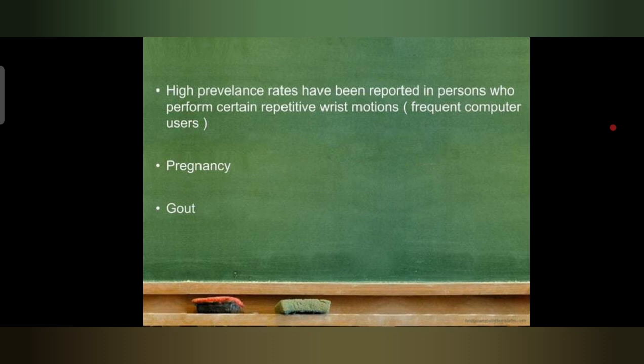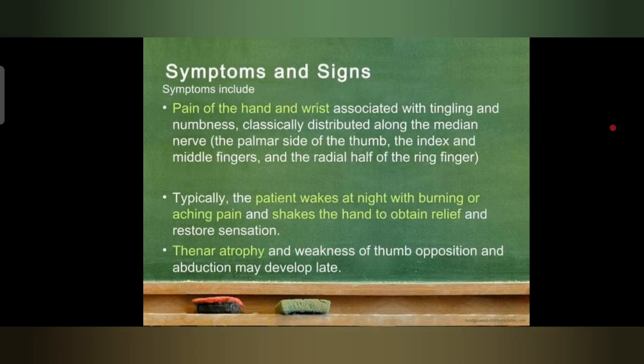A high prevalence rate has been reported in persons who perform certain repetitive wrist motions, in pregnant women, or in gout arthritis. Signs and symptoms are pain of the hand and wrist associated with tingling and numbness. Typically, the patient wakes at night with burning or aching pain and shakes the hand to obtain relief. There will also be thenar atrophy and weakness of thumb opposition.